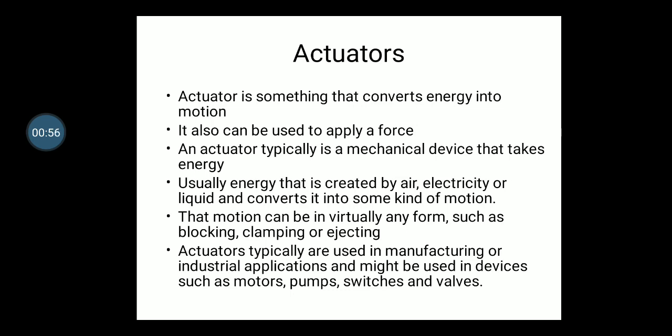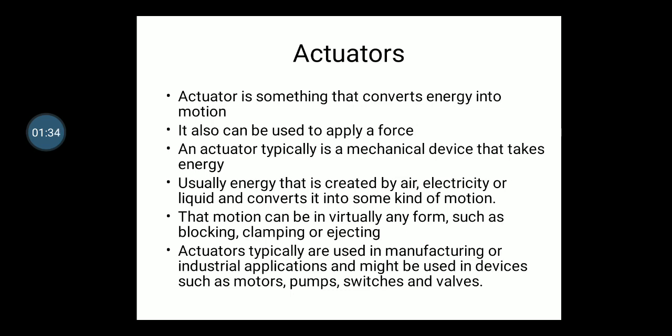Suppose you want to move something, or pull something, or push something, so we can use an actuator. An actuator typically is a mechanical device that takes energy, usually created by air, electricity or liquid, and converts it into some kind of motion. For example, a motor converts electricity into motion, right? Anything pneumatic will convert air into motion, right? That motion can be in virtually any form such as blocking, clamping or ejecting.